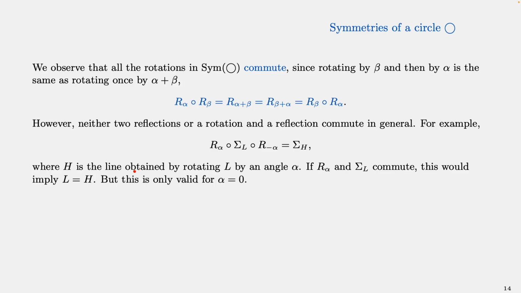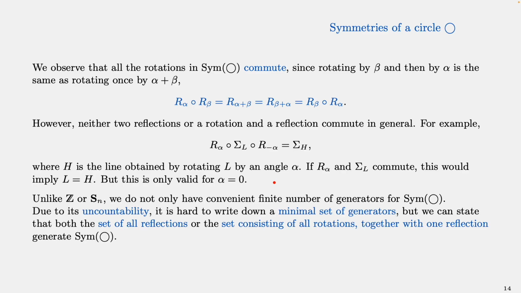But if H is the line obtained from L by rotating it by an angle alpha, then L equal to H can only be the case for alpha equal to 0. And this shows that we do not have commutativity in general when it comes to mixing reflections and rotations. So the whole set of symmetries of the circle, together with the composition of symmetries, is not commutative, even though the rotations actually are commutative among themselves.